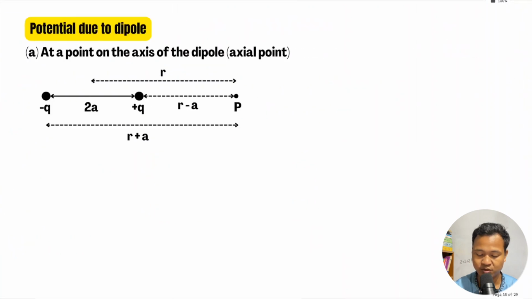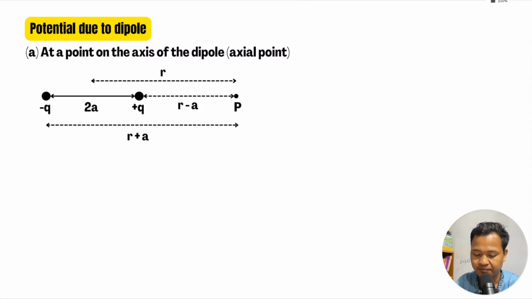Okay, now that we have the electric field, let's do the potential. Potential due to a dipole at an axial point: field has a direction, field is a vector, but potential is a scalar. Okay, this is the potential derivation part.